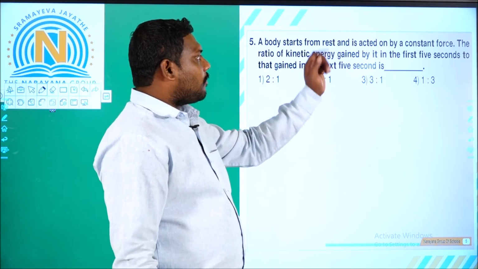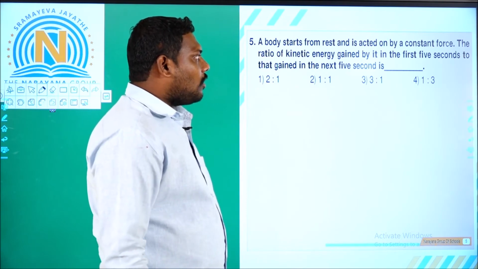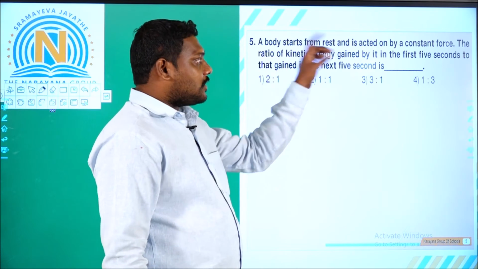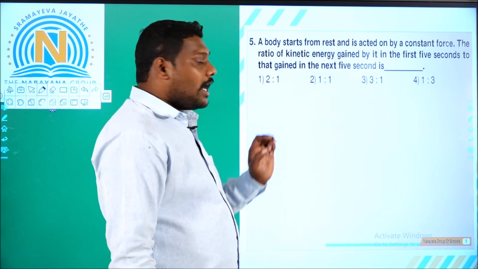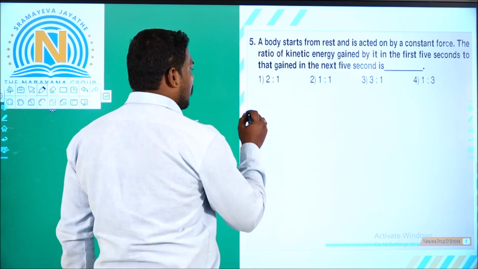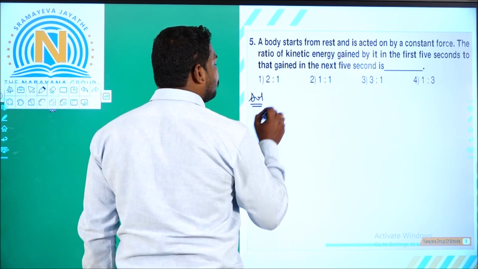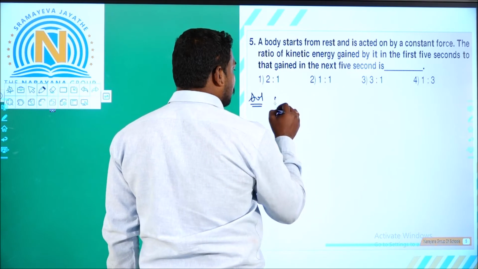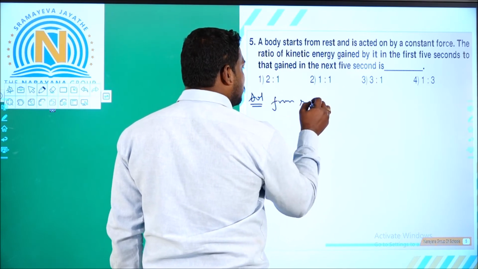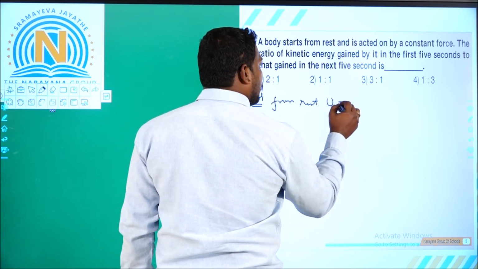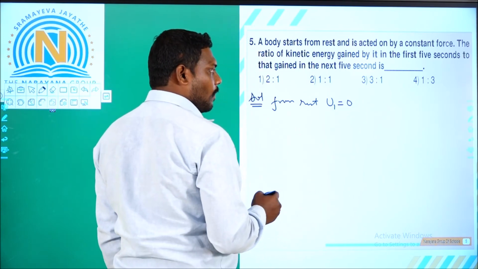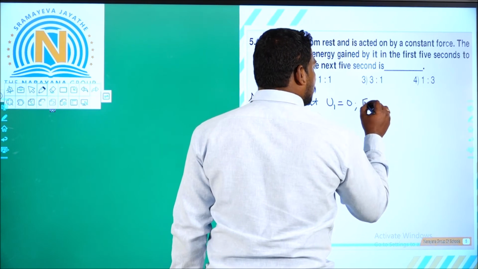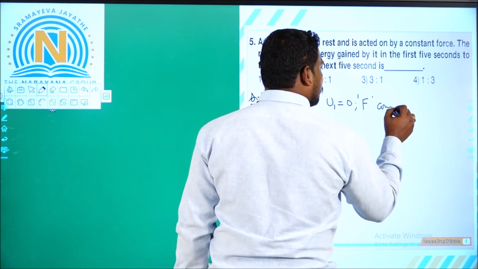A body starts from rest and is acted on by a constant force. The ratio of kinetic energy gained in first 5 seconds to that gained in next 5 seconds is, right? There is a solution here. So they say that the body starts from rest. Now from rest u1 is equal to 0, right? Then they say constant force, that is force is constant.